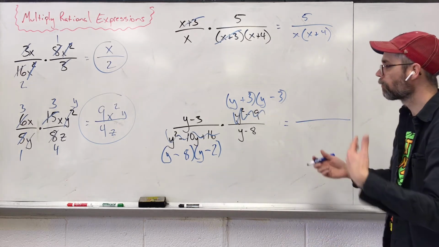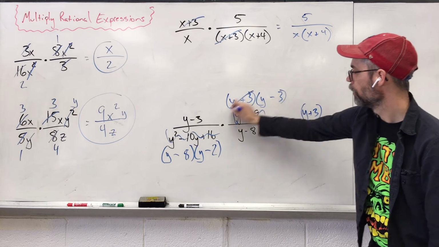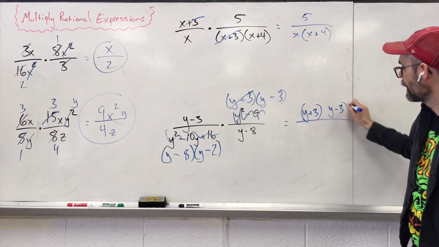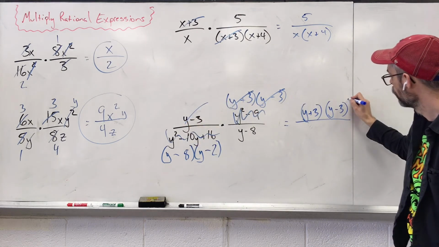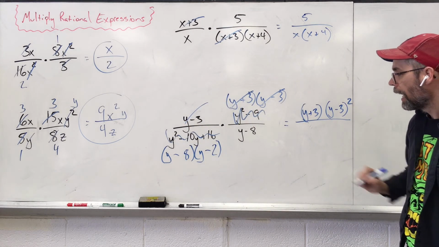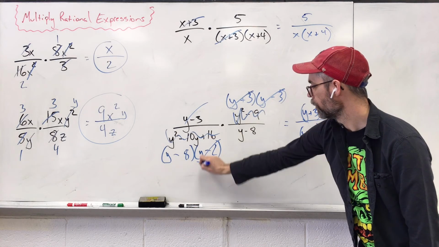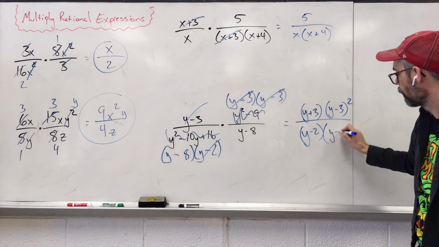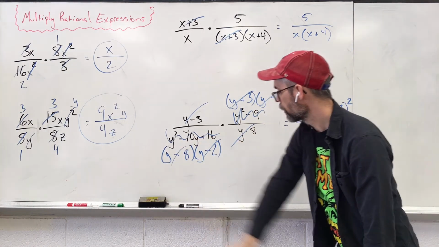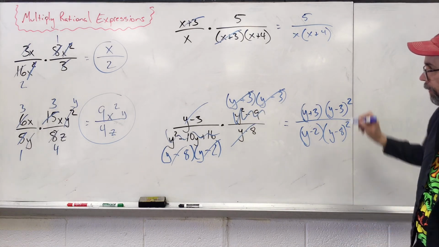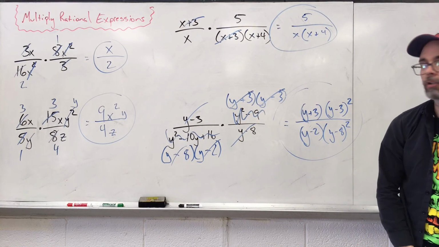So when we rewrite this, we could just say y plus 3, y minus 3. But how many of these y minus 3s do we have? 1, 2. So you can put the exponent up there if you like. And then you could even say y minus 2. We use that. And then how about y minus 8? There's 2 of those parentheses. We can use that. And there's, I guess, a simplified form of that answer. And that is multiplying rational expressions.